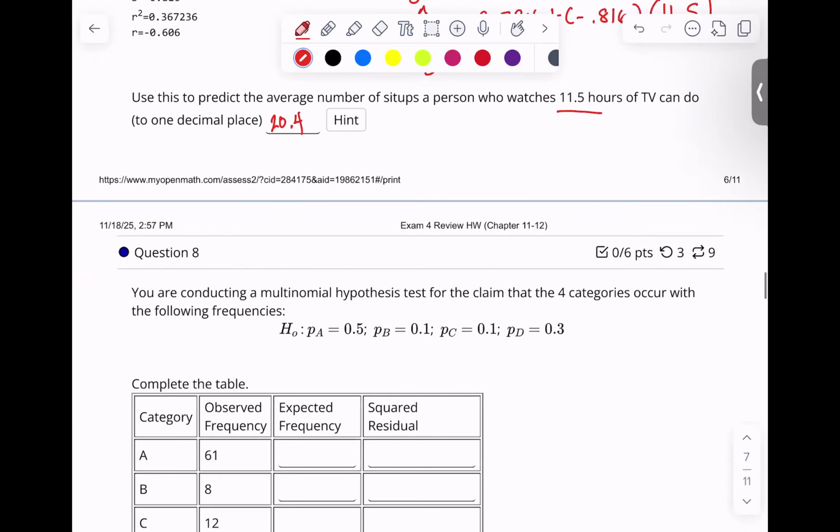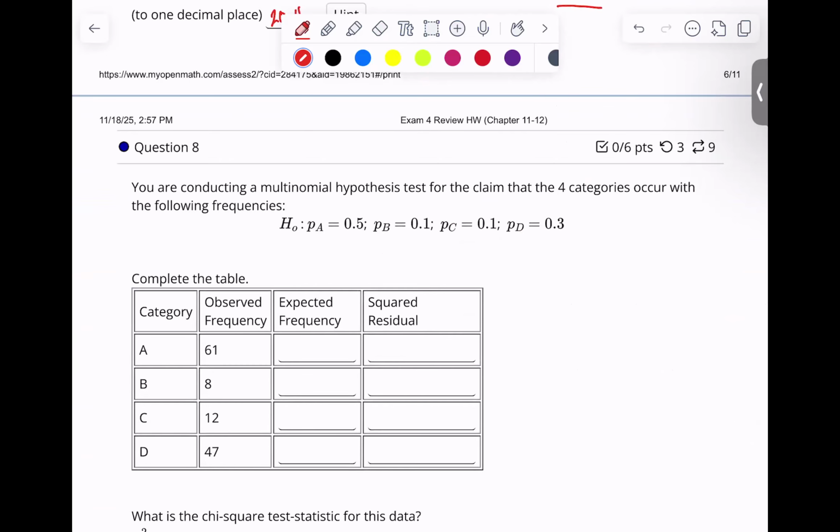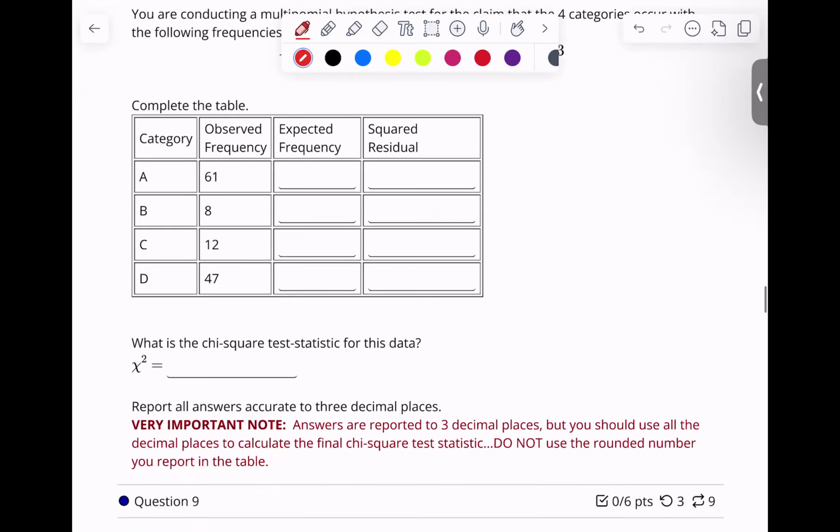Question 8. All right, so we're going to do a chi-squared goodness of fit test. You're conducting a multinomial hypothesis test for the claim that the 4 categories occur with the following frequencies. So category A occurs 50% of the time, category B 10%, C 10%, and D 30%. So the first thing I need to do is add up how many observed frequencies I have. So I'm going to add the observed frequency column and I get 128.